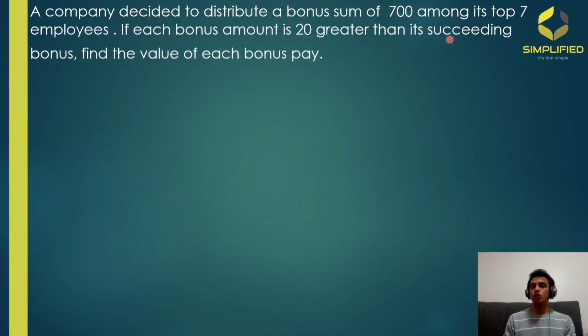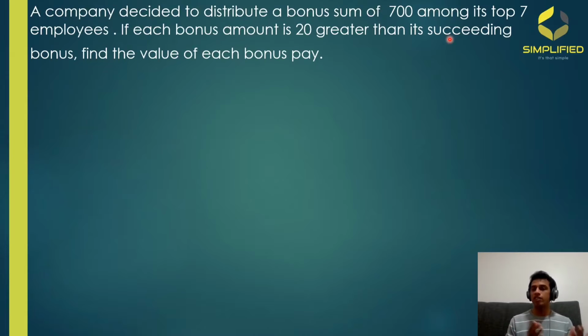Now, in this question, they're asking us to find out what is the value of each bonus pay. So they're clearly asking you what is the sequence. Usually we are given a sequence and we are asked to find the sum, common difference, first term, etc. Now in this case, the situation is just the opposite: they have given sufficient data and we are supposed to find the sequence. So getting the sequence is a very simple process.